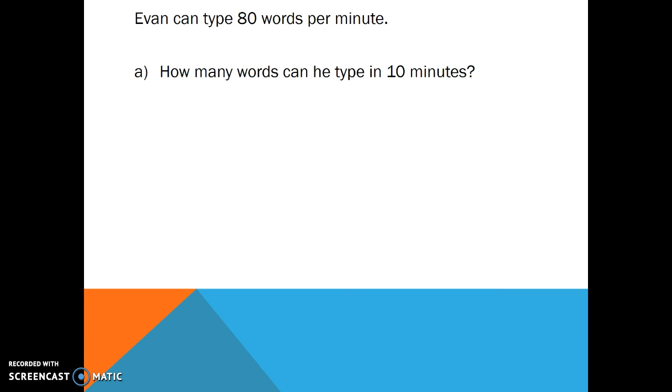Okay, so Evan can type 80 words per minute. How many words can he type in 10 minutes? So let's just set this up with 1 minute equals 80 words, right? So this is basically unitary method. And now we want to know how many words he can type in 10 minutes. So 10 minutes is going to be 80 times 10, or 800 words.